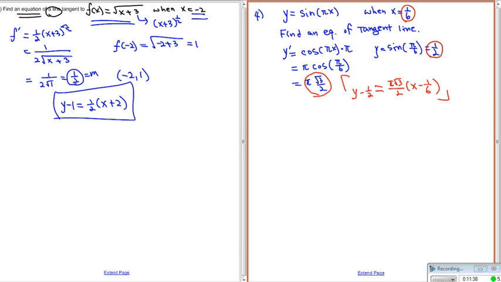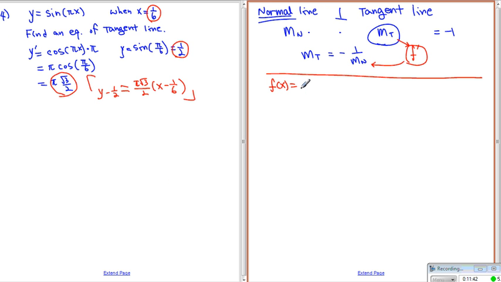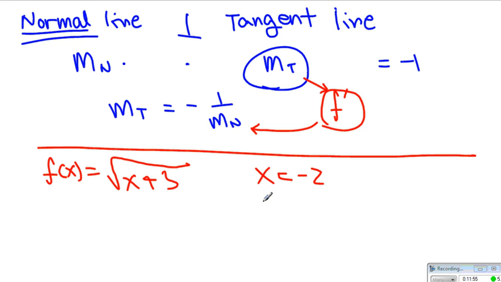So, square root of x plus 3. Now, when x is equal to -2, when we figure this one out, we realize that the y value was equal to 1, and the slope, in this case we are referring to the slope of the tangent line, I believe it was equal to 1/2. Right?